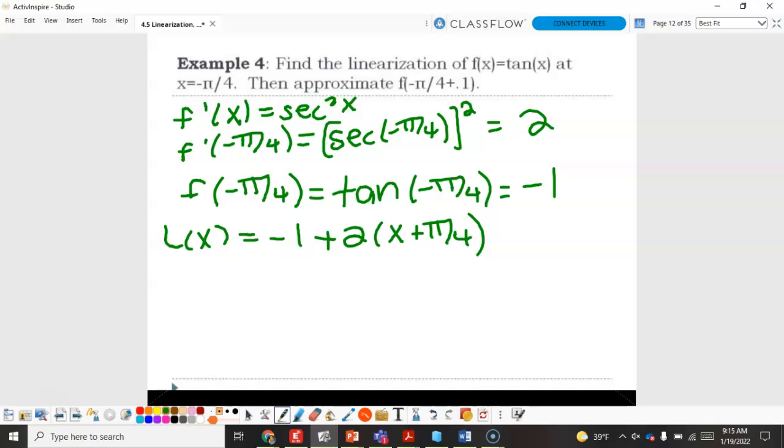Now we are looking to approximate negative pi fourths plus 0.1. So this x is 0.1. Correct.